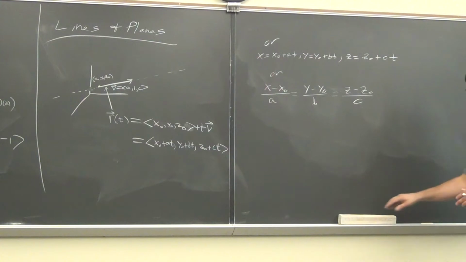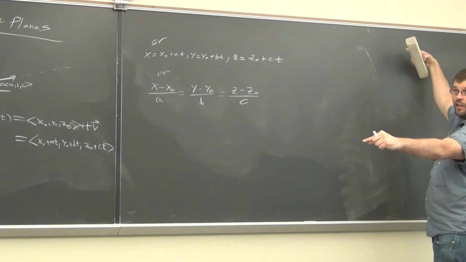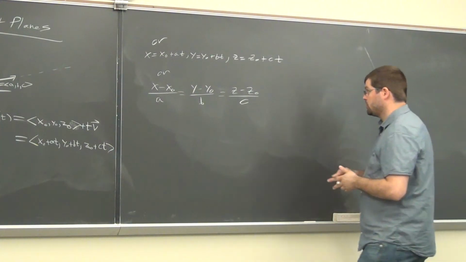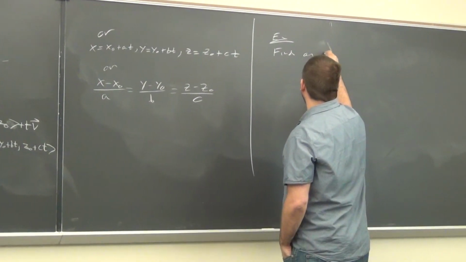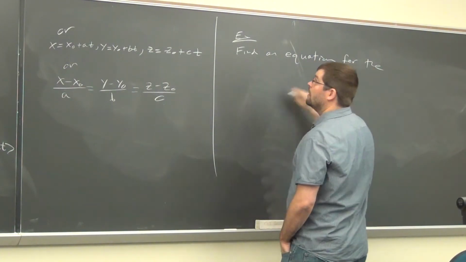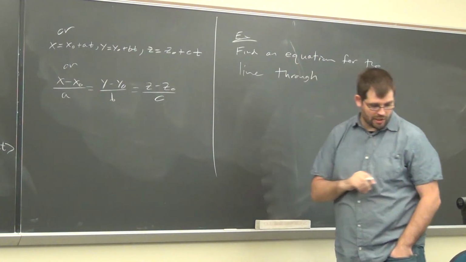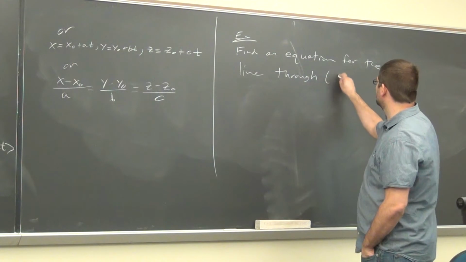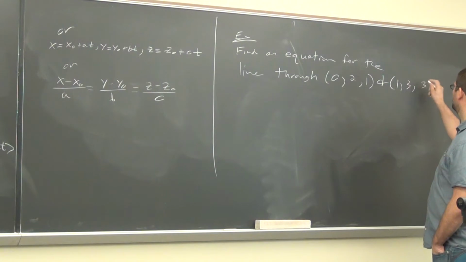Just a real basic example here. We also know two points in space always form a unique line, no matter what you pick. So let's find a line between two points. Find an equation for the line through, and again, I'll just pick two: (0, 2, 1) and (1, 3, negative 3).